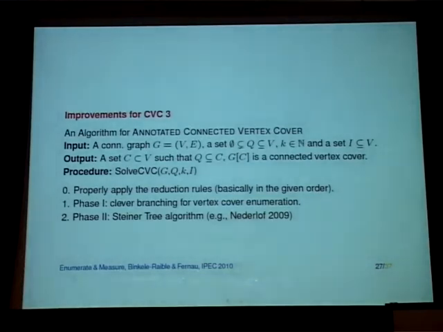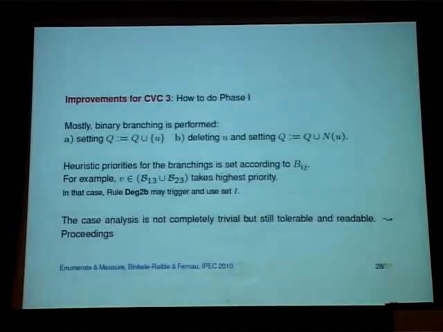Okay, so again, what's the general agenda? What's the general algorithm we are looking at? First, we apply the reduction rules basically in the given order. Secondly, we do some kind of clever branching to get this vertex cover enumeration. And finally, we have this Steiner tree phase, and that can be done by the algorithm of Nederlof, for example, ICALP 2009. Any questions? No, okay.